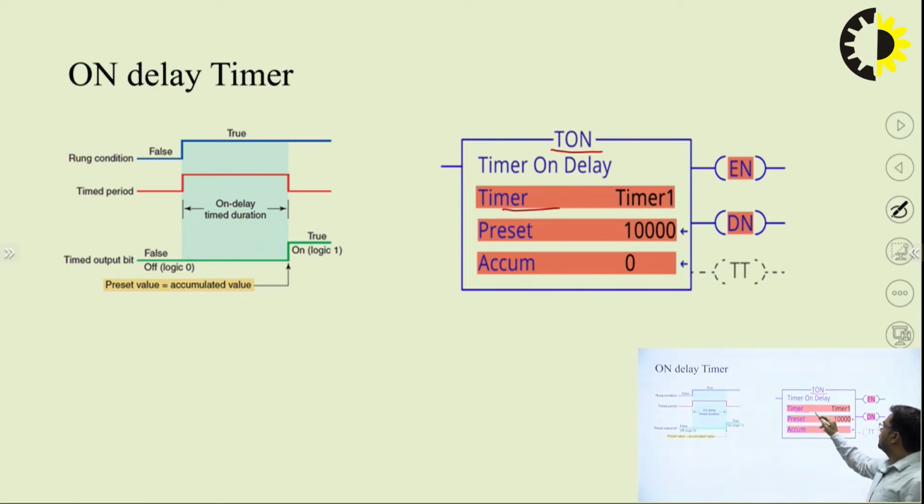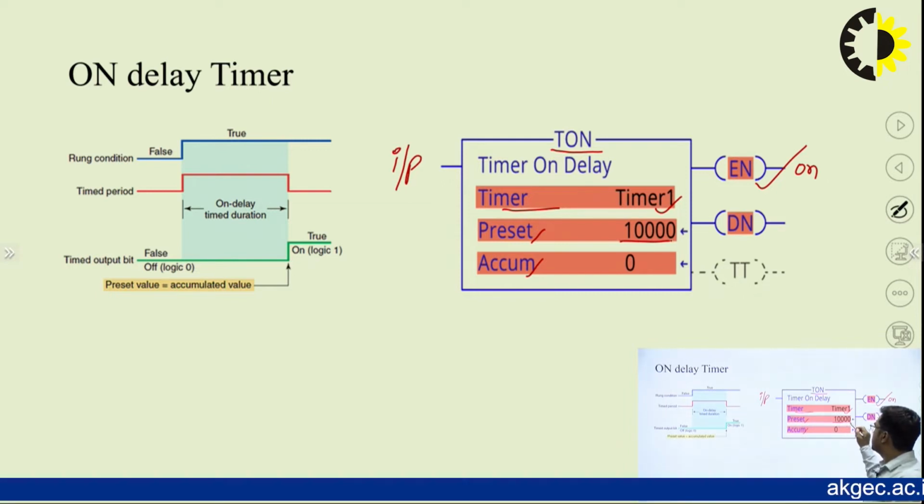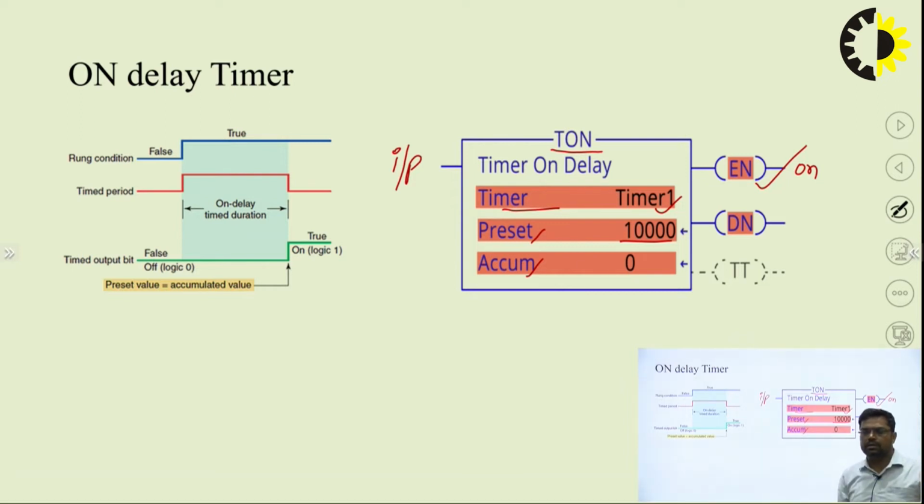There is a timer, and we can set its name to anything. There is a preset value and an accumulated value. This is the input. As input is given to the system, the enable bit will be on. In this case, you can see the preset is set to 1000. 1000 is equivalent to 1 millisecond or 1 second. So, as we give the input to the timer, the accumulated value starts counting.